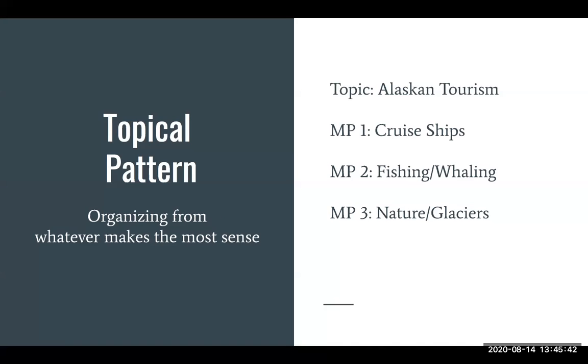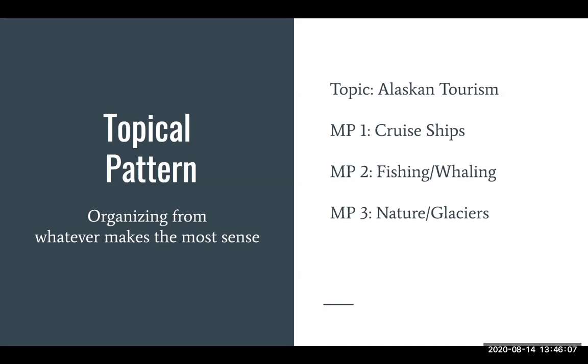And then our last organizational pattern is topical. This is organizing based on topics. This is helpful when your information, your content, your main points, don't relate to each other based on time or space. So what you do is you just organize them into 3 distinct topics and put them in whatever order makes the most sense to you and your content.